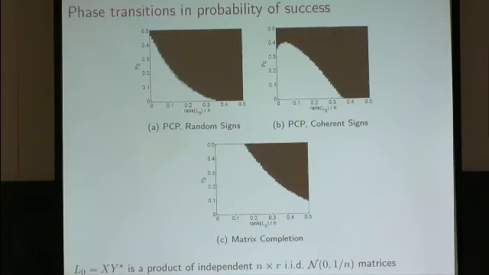When you're in the white region, it means that you succeed 100% of the time. When you're in the black region, you fail 100% of the time. When you're in the gray region, it's 50% you succeed, 50% you fail. There are no gray regions, which means that we have a very clear phase transition between working and not working.